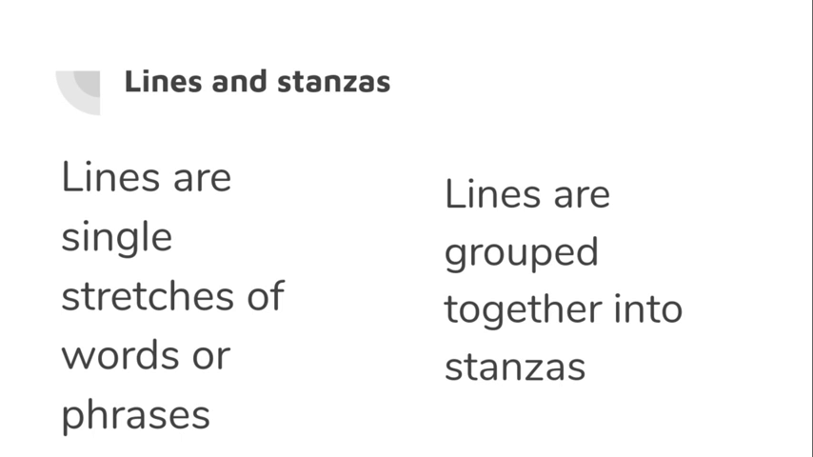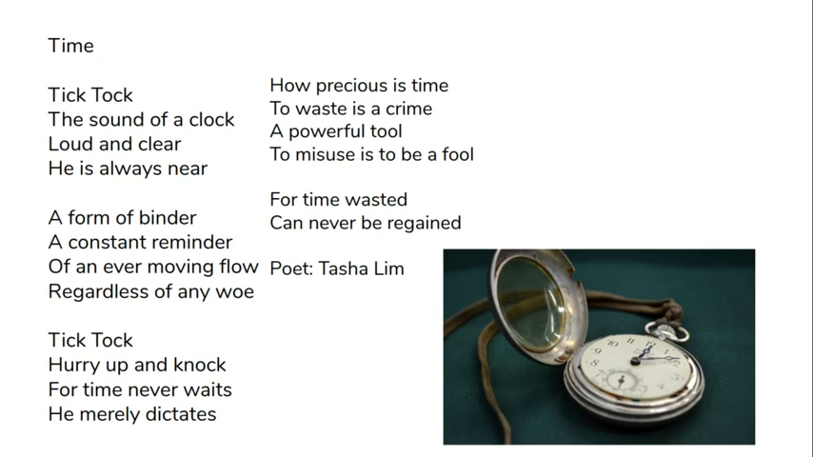Lines are single stretches of words or phrases, and the lines are grouped together into stanzas. So we don't really separate poetry by sentences and paragraphs. Instead, we use the terminology lines and stanzas. So let's look at a poem. It's called Time.